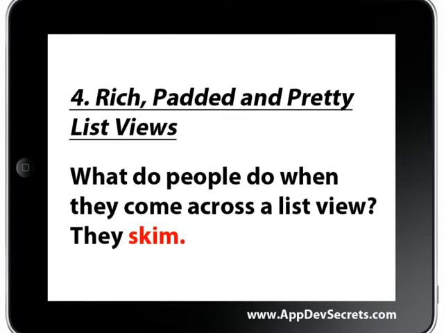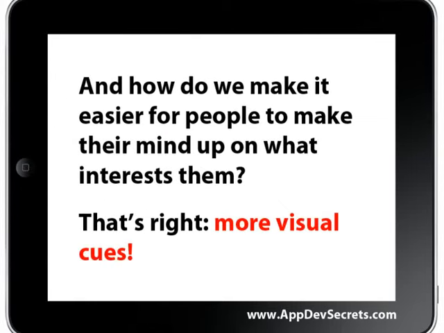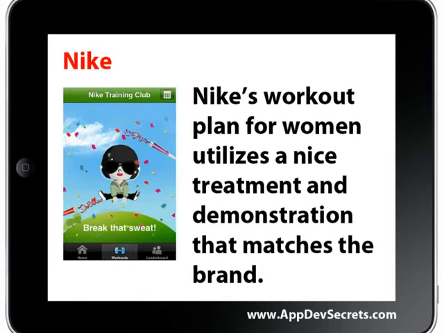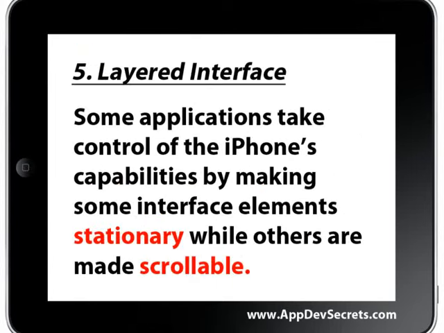4. Rich, padded, and pretty list views. What do people do when they come across a list view? They skim. And how do we make it easier for people to make their mind up on what interests them? That's right, more visual cues. Nike's workout plan for women utilizes a nice treatment and demonstration that matches the brand.